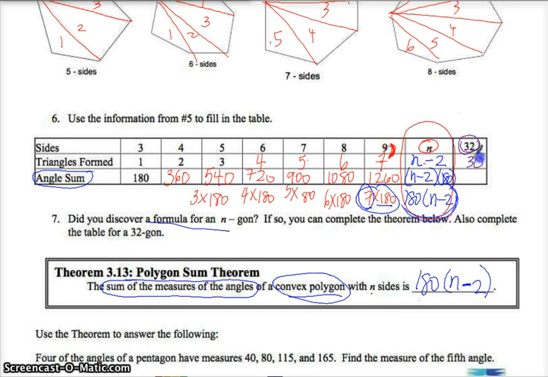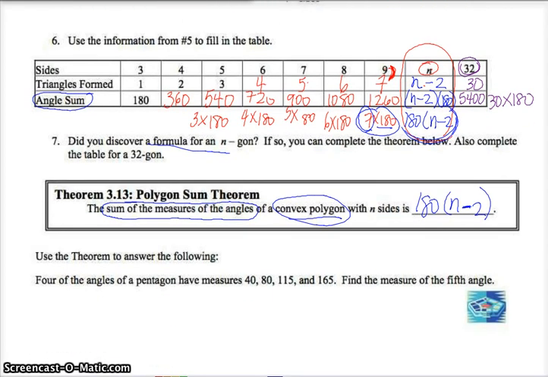So now can we find out how many degrees are in a 32-gon shape? Sure, well that's going to make 30 triangles. So that's 30 times 180. So you should get 5,400 degrees inside a 32-sided figure. So go ahead and pause and try to answer this last question.